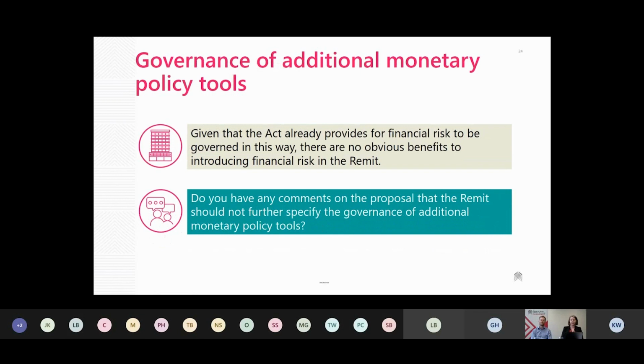We also consider in the consultation paper whether a new clause should be added to the remit in relation to the governance of additional monetary policy tools. So these are the tools other than changing the official cash rate, such as large-scale asset purchases. The consultation paper concludes that this would not be a helpful addition to the remit. This is mostly because the remit is about the objectives of monetary policy and what the committee should be trying to achieve, and not about the tools that they should use to achieve them, which remain an independent judgment for the committee. Again, as with all of these proposals, we're seeking feedback on this so we can give advice to the Minister of Finance next year, and the slide shows the question we're posing in relation to this issue.